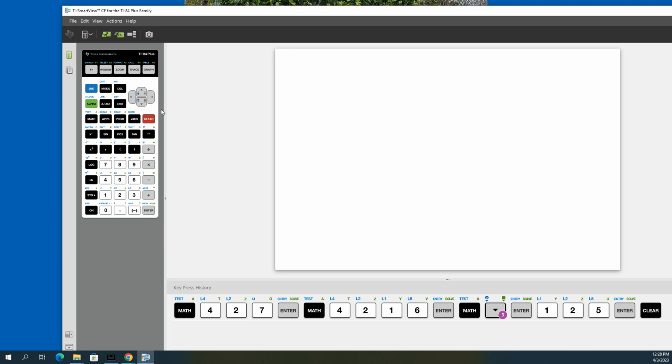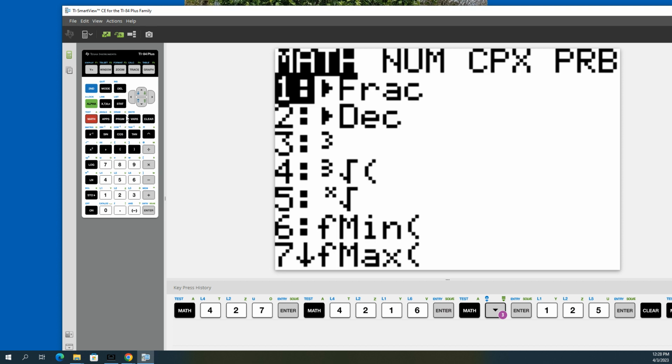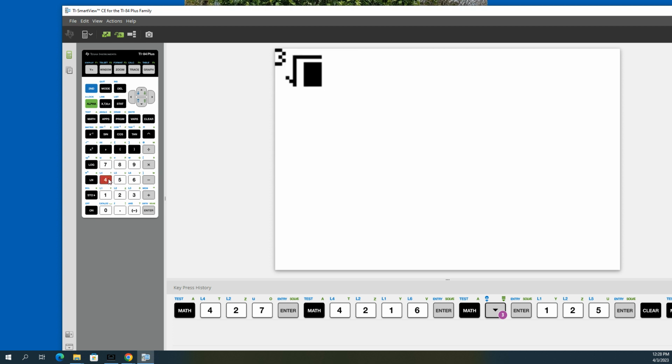All right, so to get cube root, you're gonna hit math, and then you're gonna go down to number four. Number four means the cube root. This was 27, so we just put 27 under there, and that's gonna be 3.